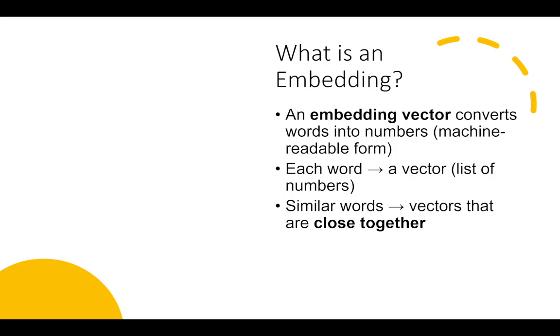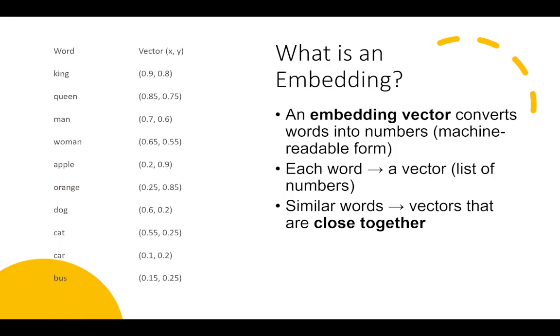So let's say our vocabulary is only of 10 words, and I'll represent it in a two-dimensional vector like this. King is 0.9 comma 0.8, right, so on and so forth. Now this way what will happen is that words that are similar will have vectors which come close together. So let's see how that happens.